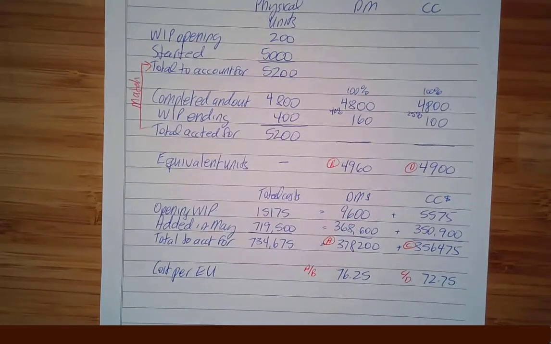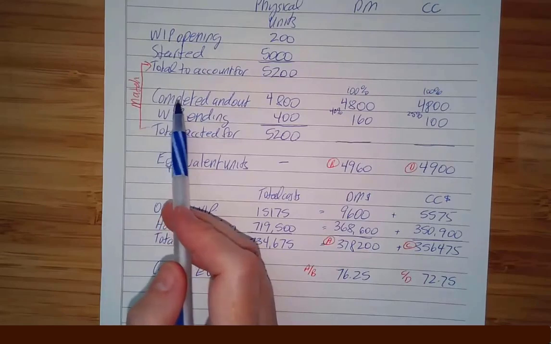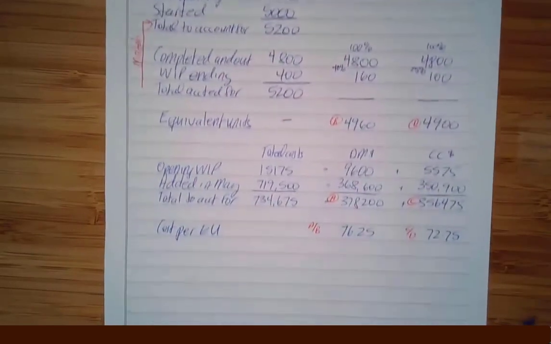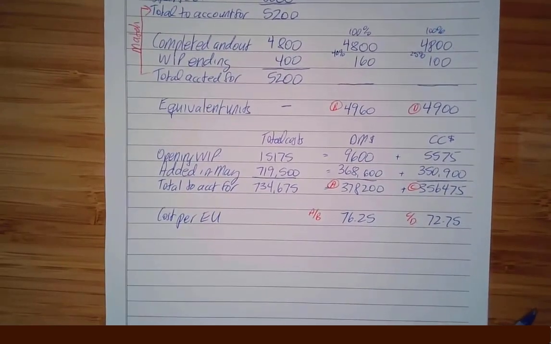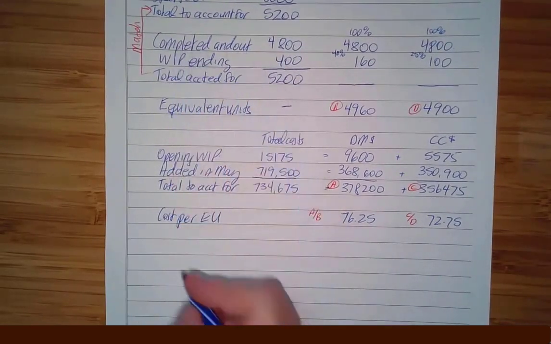So now I can use this cost per equivalent unit to allocate the costs between what is completed and gone and what is still sitting in ending inventory. So notice I'm going to duplicate this again. I'm going to do completed and out. I've got to move my page up. So I'm going to determine the cost of the completed and out first.